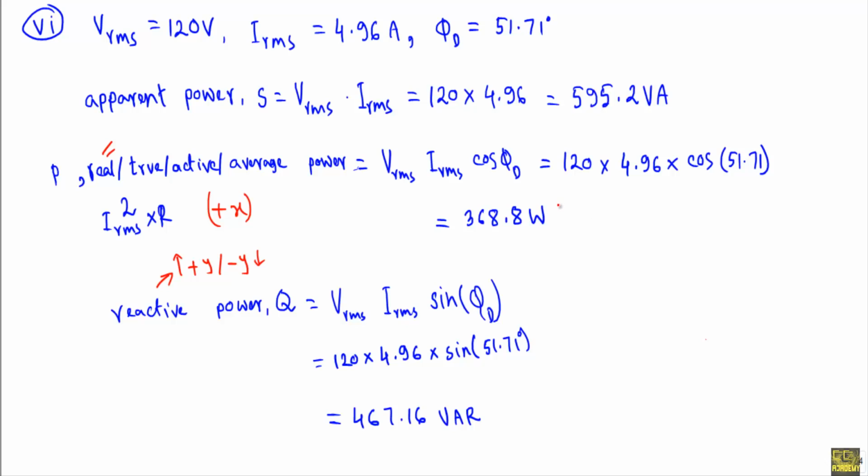So here at first I will start with the real power. I will indicate the real power with, let's say, OA, reactive power with AB, and apparent power with OB. Here the real power is 368.8 watt. We will take real power in plus x direction. This OA will indicate the real power, whose magnitude is equal to 368.8 watt. This is the real power axis.